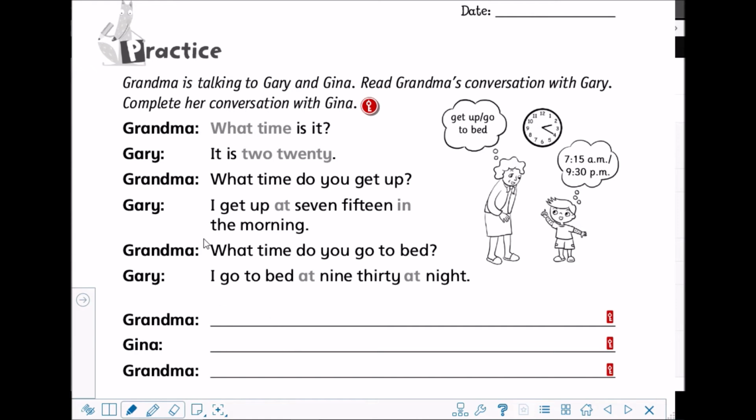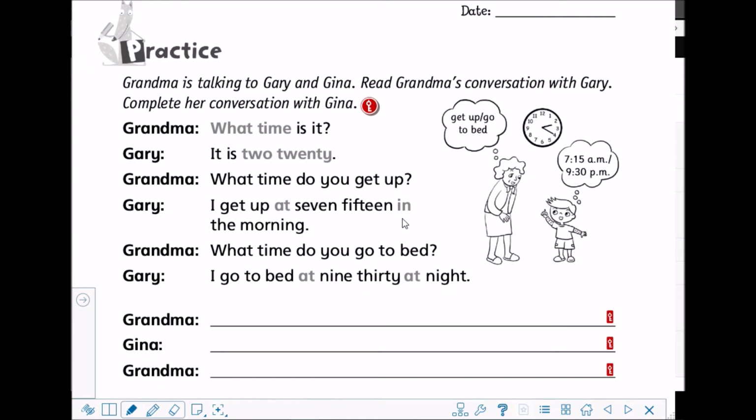Now before we check the answers, let's take a very close look at the example. So read carefully. What time is it? It is 2:20. What time do you get up? I get up at 7:15 in the morning. What time do you go to bed? I go to bed at 9:30 at night.